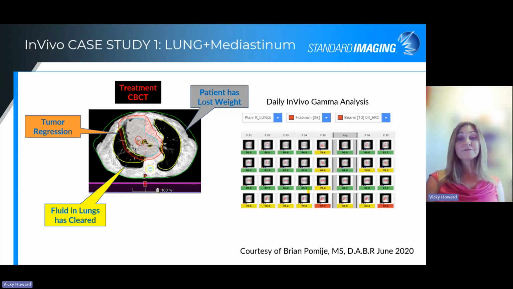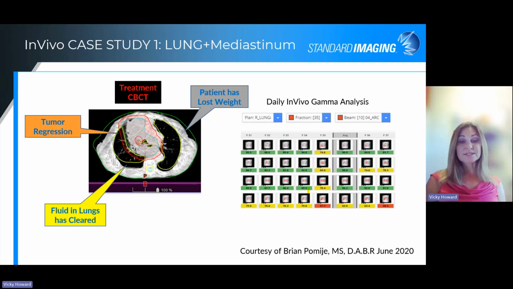Here we have a lung case. The image on the left shows a CBCT image with the original planning CT structure set overlaid on it. We can see that there have been some changes in the patient anatomy since planning. This includes fluid clearing from the lungs. We see some tumor regression, as well as it appears the patient has lost some weight. But what isn't clear from this image is the dosimetric impact of these changes. And of course, the traditional subjective CBCT review by the physician may also overlook the fact that these changes may significantly affect the dose to the tumor or surrounding critical structures.